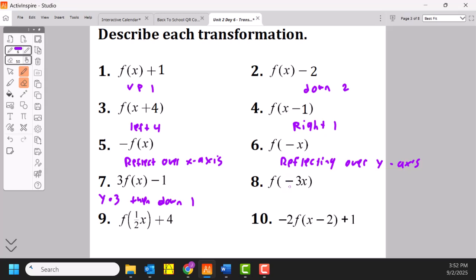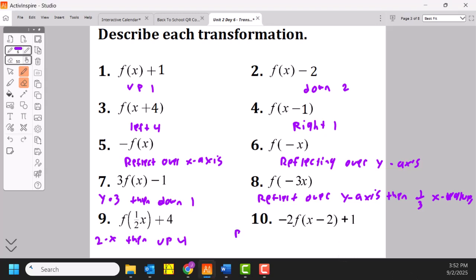For number 8, we do reflection first. That's a negative on the inside, so that's reflect over the y-axis. And then when you have 3 times x in there, you're doing the reciprocal of the x. So then 1/3 the x values. Okay. For number 9, we're going to do our multiplication or division first. So 2 times the x, then up 4.